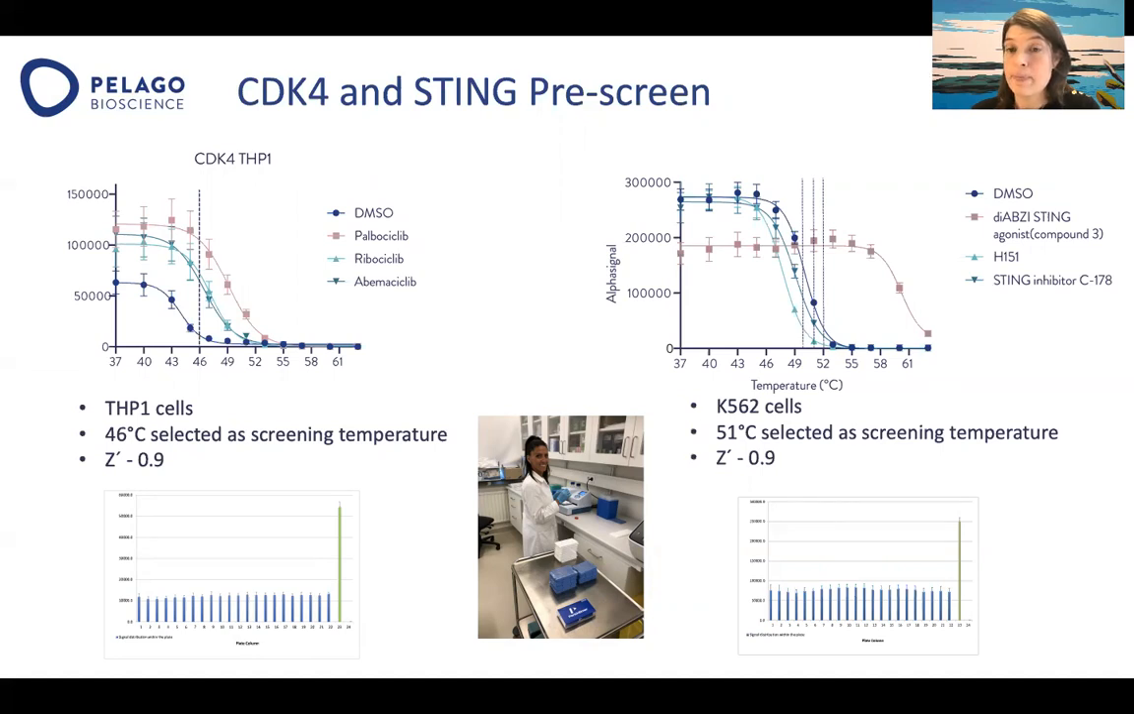robust assay. The compounds we profiled against STING were both agonists and antagonists. And quite interestingly, the agonists we screened had a quite large stabilization effect on STING, whereas the two inhibitors were both destabilizing STING.